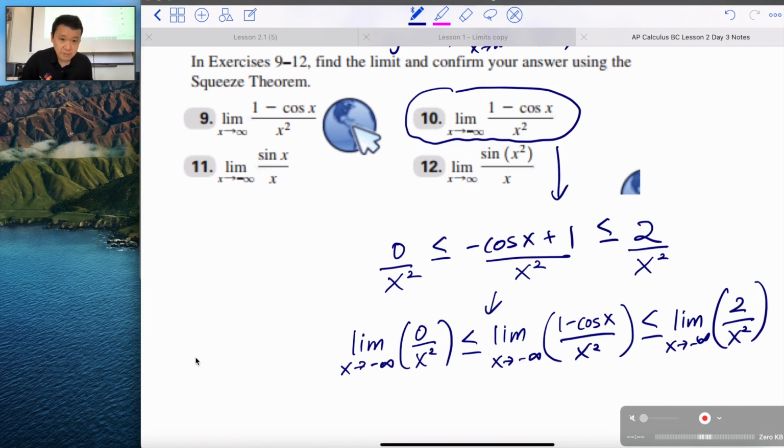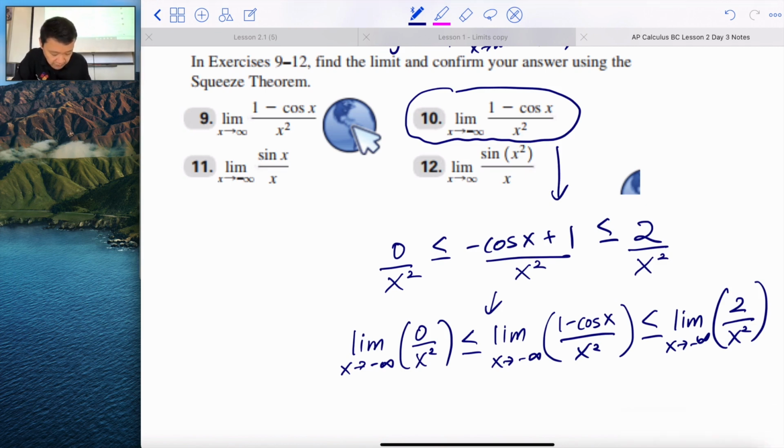Okay, the limit of 0 over x squared as x approaches negative infinity. You could think about negative 10,000, negative 100,000, negative 1 million. It doesn't matter. The whole thing will converge to 0. And likewise, 2 over x squared: the denominator will get larger and larger, and the numerator is insignificant, so the whole thing will converge to 0. You could take a look at it graphically too if you're not sure. And as a result, we could conclude that the middle part is 0 by the squeeze theorem.